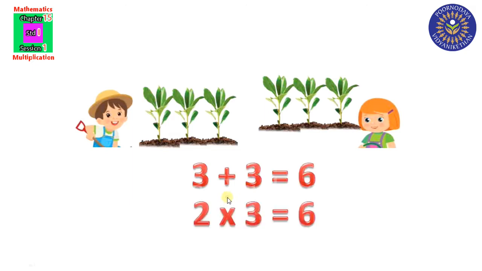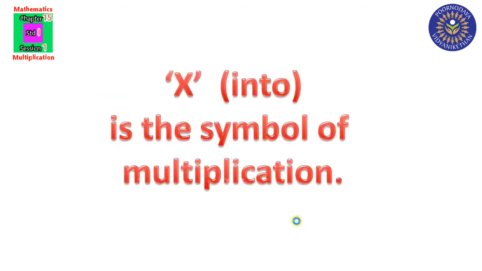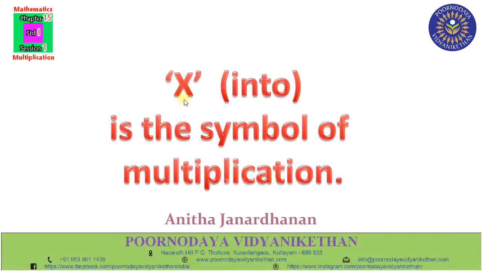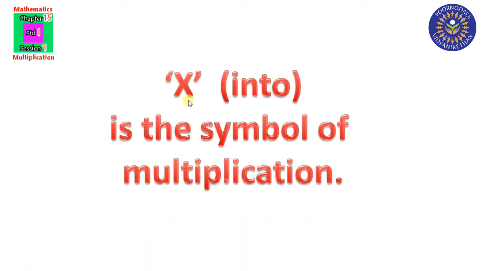That also we can write like this. 2 into 3 is equal to 6. 2 times 3 is equal to 6, or 2 into 3 is equal to 6. Did you understand? Children, this is the symbol of multiplication. Into. Into is the symbol of multiplication. How can we read this? Into. Did you understand the symbol? Yes, it is the symbol of multiplication.